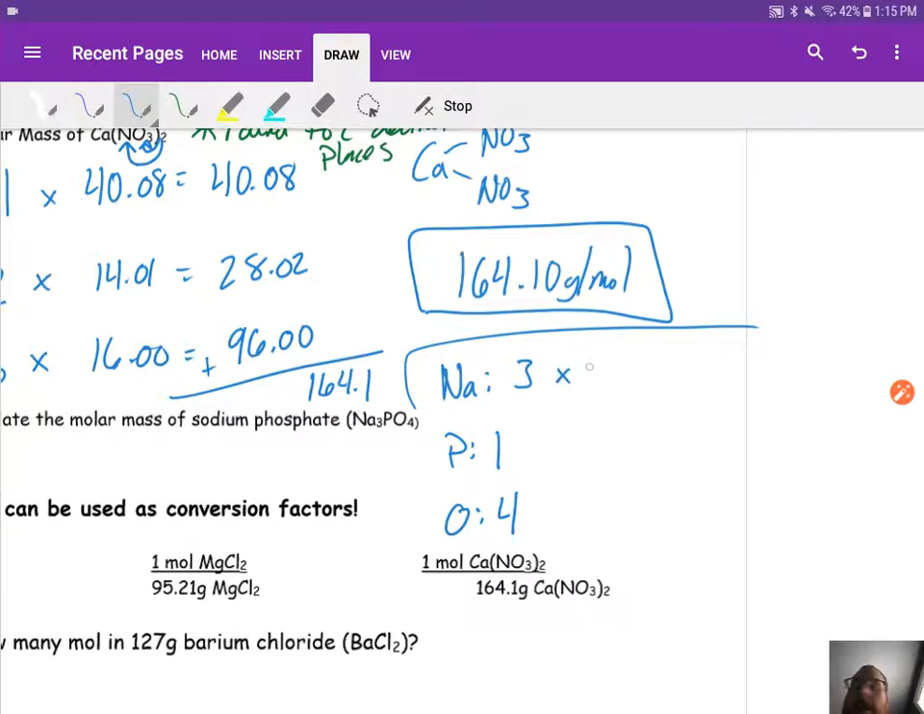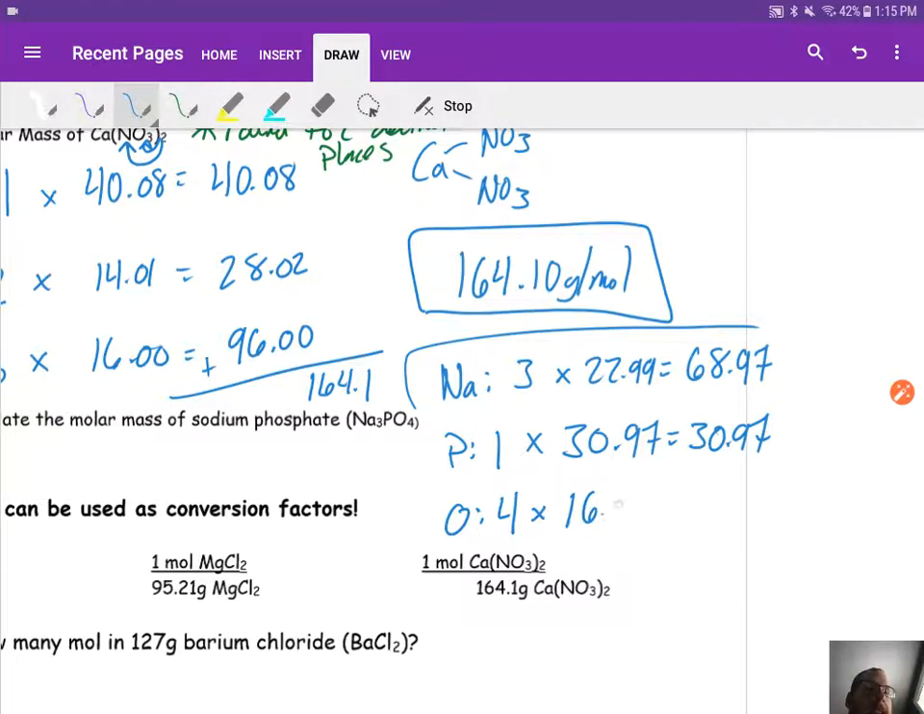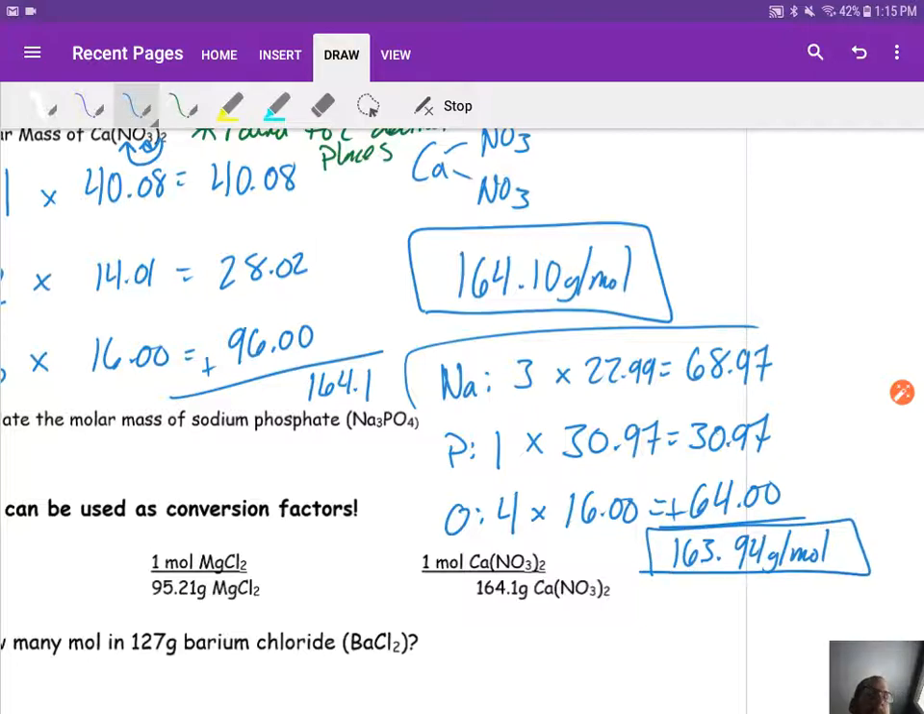Sodium is going to be 3 times 22.99. When I do that math, it would give me 68.97. Phosphorus has a molar mass of 30.97. That's easy math. And oxygen is that 16, which would then equate to 64. Last step, add them all up. 163.94 grams per mole would be my answer. If you got that, awesome. If you didn't, ask questions.